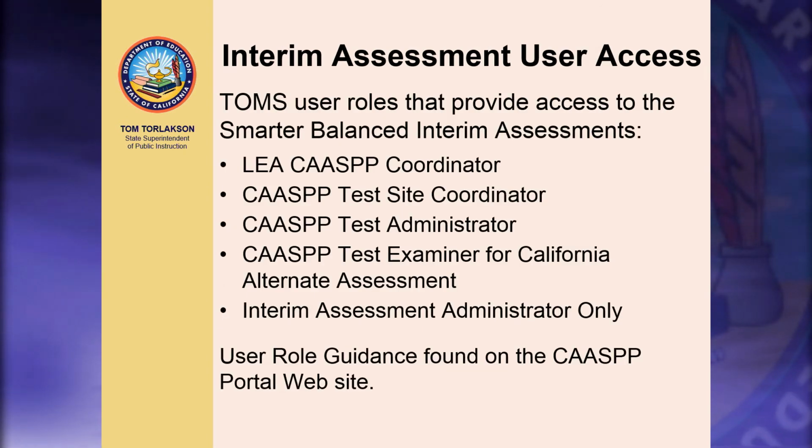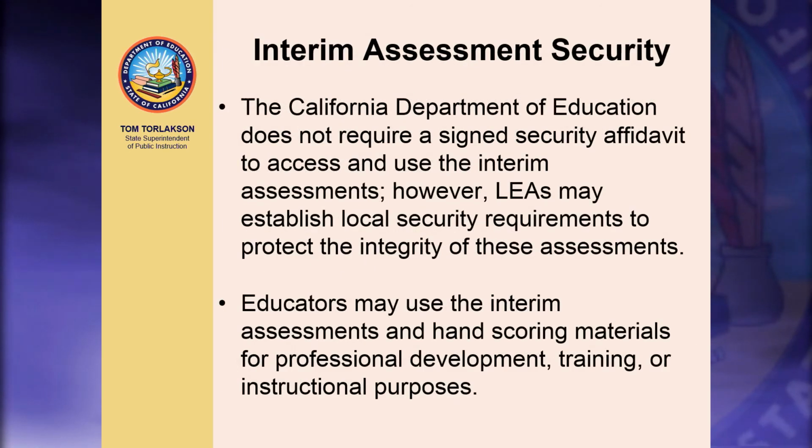There are multiple user roles that can be assigned to district personnel to gain access to the interim assessments. Access to the interim assessments is restricted to the user roles shown on this screen. A document that lists all of the user roles and the descriptions associated with these roles is found on the CASP portal website. User access should be provided with test security in mind. If you have any questions about these roles, contact your LEA CASP coordinator or test site coordinator. The California Department of Education does not require a signed security affidavit to access and use the interim assessments. However, LEAs may establish local security requirements to protect the integrity of these assessments.